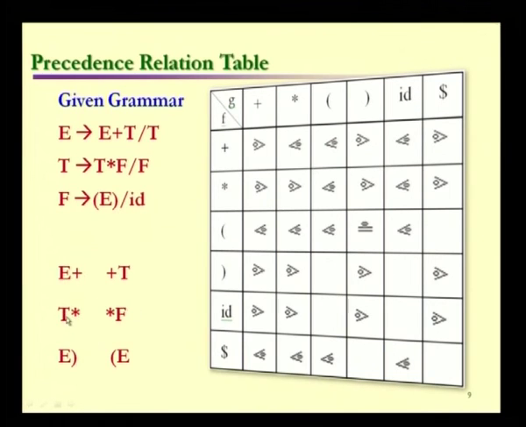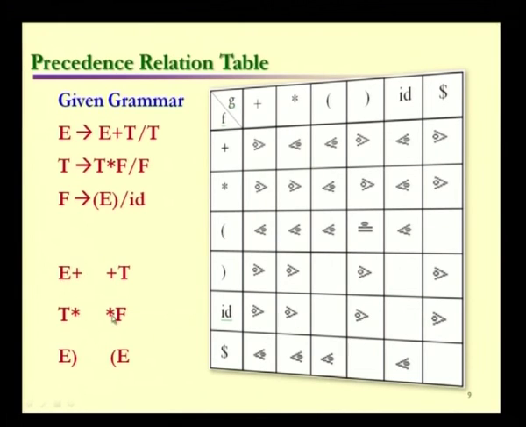When you are looking at T star, we know that it is going to be T followed by star. It says that the trailing set of T are all going to be greater than star. So, we will be looking at star here. The trailing set of T are star, closing bracket and ID. So, we have star greater, closing bracket greater and ID greater.